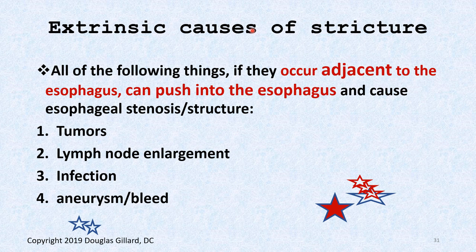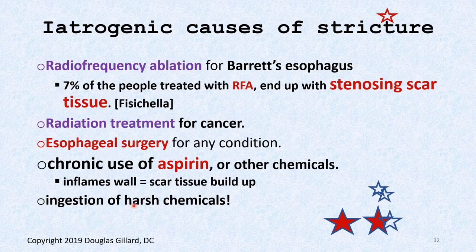Okay, what about extrinsic causes of stricture? So these are things that push into the esophagus from the outside. So like tumors, lymph nodes, infections, a bleeding aneurysm that swells up really big. So it's got to be something from the outside pushing in. What about iatrogenic causes? Number one is probably use of aspirin. They didn't say which one was number one.